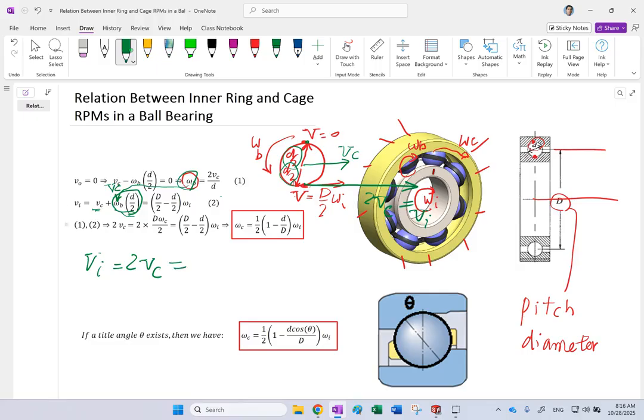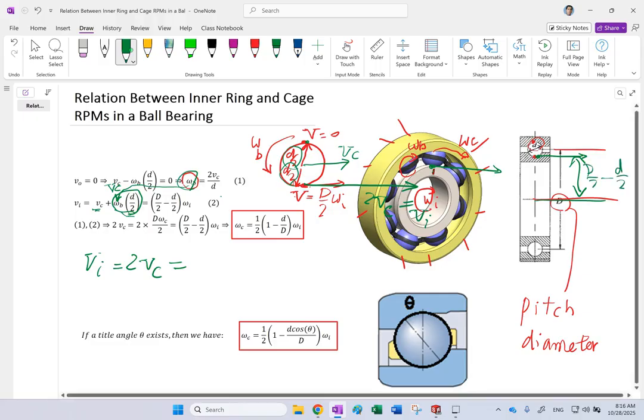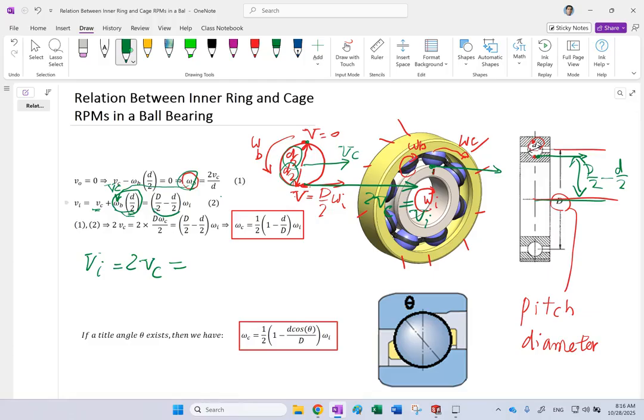Now, velocity of the inner point, velocity of a point here, this velocity is equal to also what? Velocity of this point. This is equal to this distance times omega of the cage. And what is this distance? This distance is d over 2 minus small d over 2. So I multiply that distance by omega of the inner ring, that is the velocity of the inner ring, okay, and I place it here. So you're gonna get this.